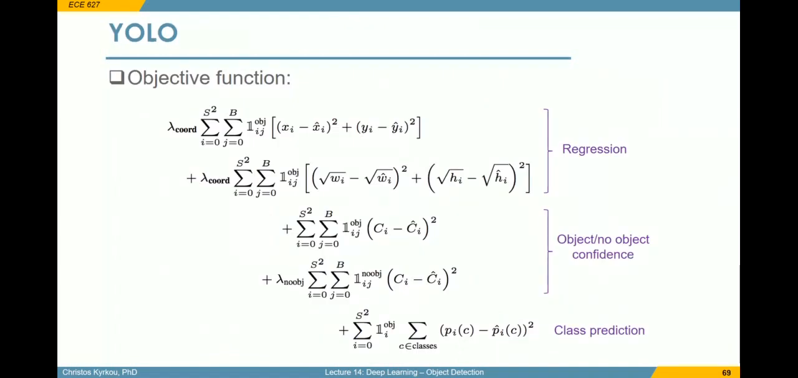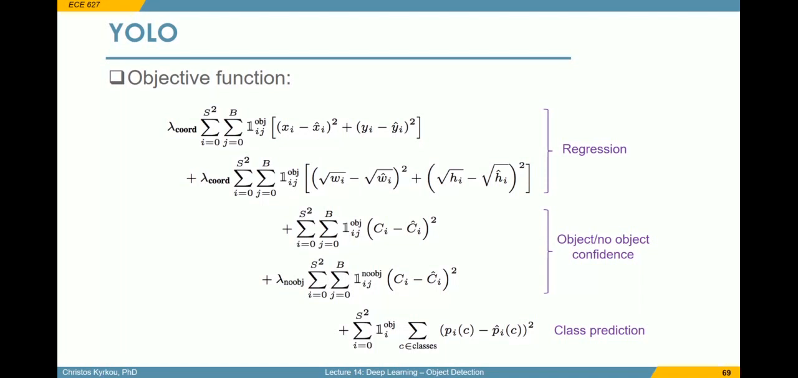And this is the objective function that they used to train the network. So it might seem intimidating at the beginning compared with, for example, the previous region proposal network, but it makes sense. As you can see, the first 2 terms basically regress the coordinates of the bounding box. So the center coordinates x and y, and the box width and height.